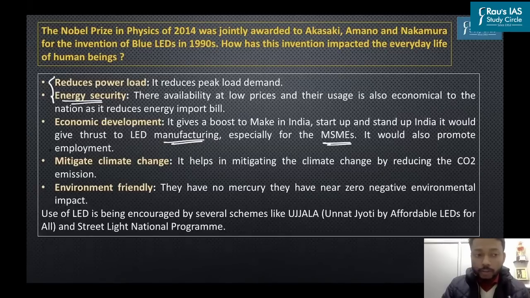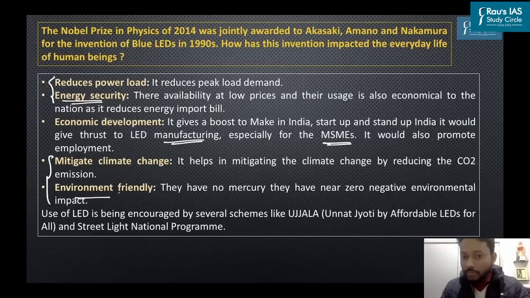So then you can talk about environment. LEDs, unlike incandescent lamps, do not release heavy metals into the environment, like mercury and lead and other metals like tungsten. They are safe. Although it doesn't have 0% pollution, it does have a very slight amount of polluting elements as well. It does not cause 0% pollution to the environment, but it is considerably less. So it is environmentally friendly in that sense.